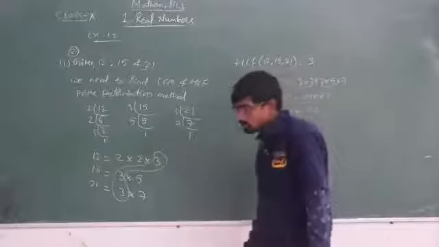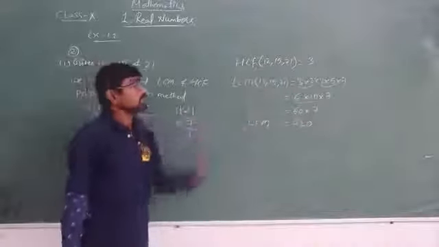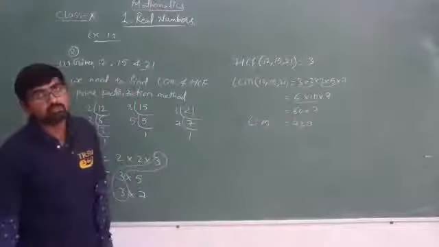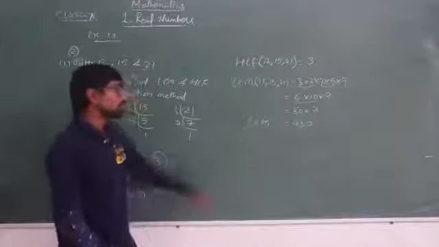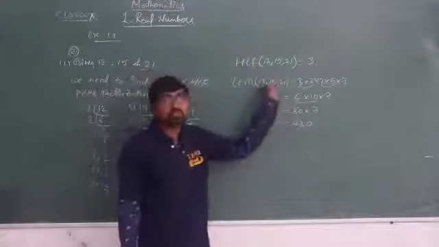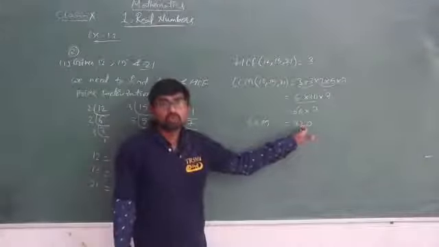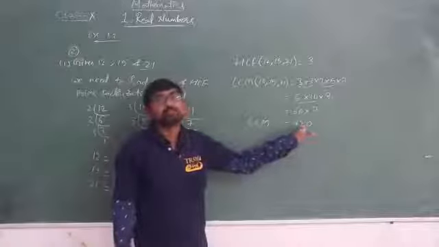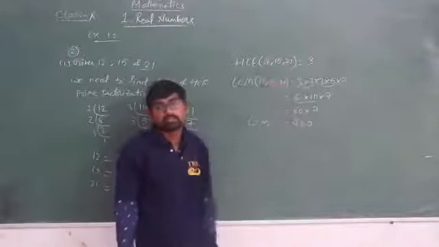Therefore, the HCF of 12, 15, 21 is 3. 3 is the highest common factor of all the three numbers. And what about the least common multiple? 420. If I take the multiples of 12, then the least common multiple is 420. Here 420 is a multiple of all the three numbers.